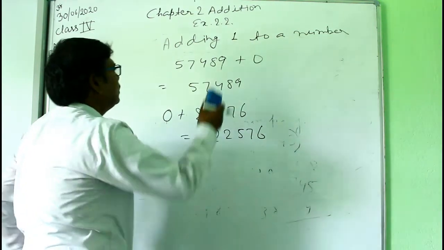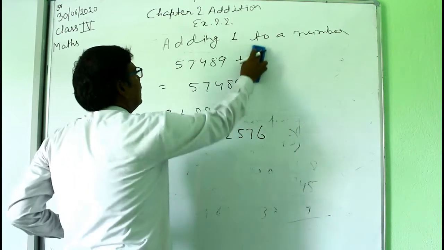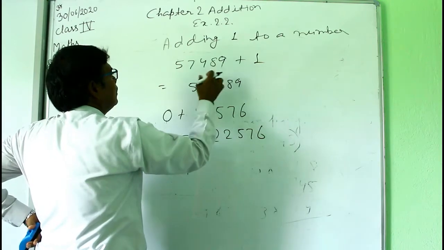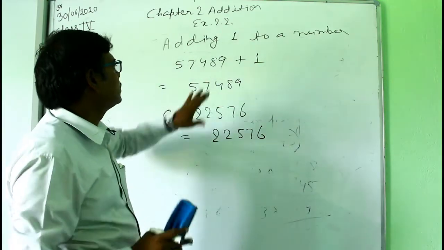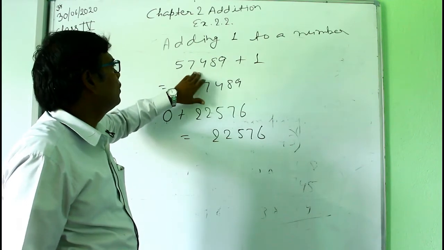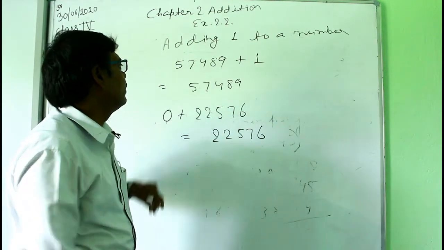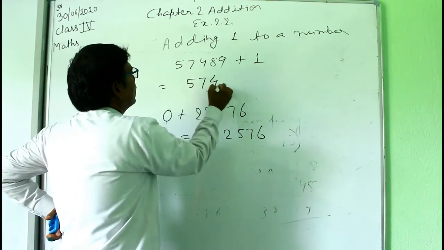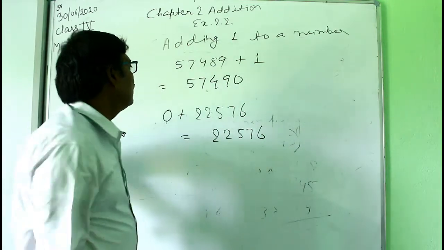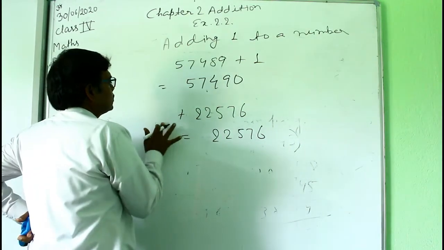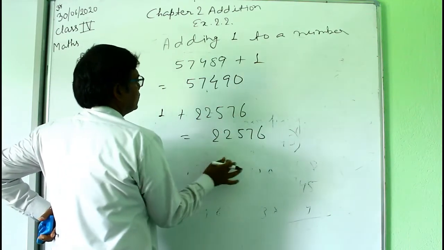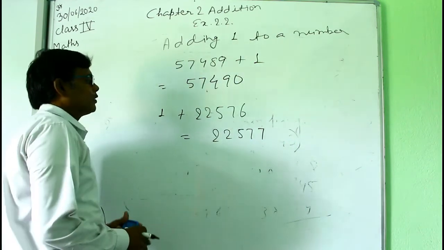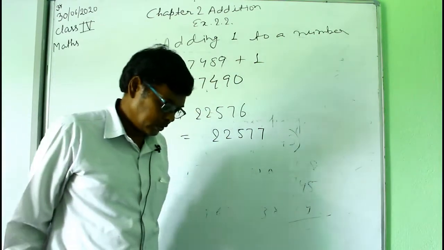So here, adding 1 to a number. Now take this same number here and add 1. Then what will you get here? If you add 1, then you will get the successor of this number. When you add 1 to a given number, then you will get the successor of this given number. So it is 89, then it will be 57,490. And similarly here, if you add 1 to this number, again you will get the successor of this number. So it will be 22,577. So this is the property of 1.